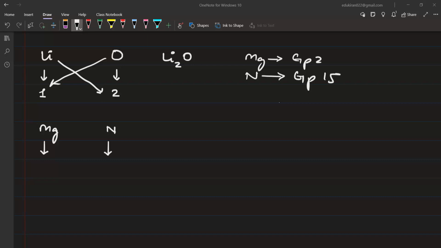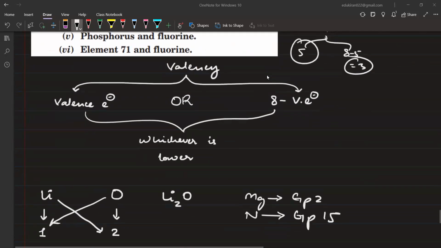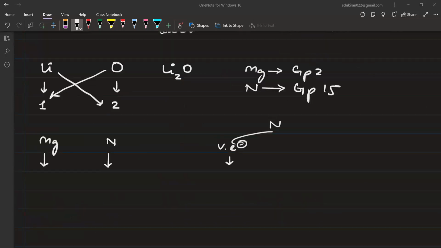No, Shaista. Is that a typo? No, sir, it's like Mg7N2. Wait a second. So what is the valence electron in nitrogen, Shaista? 3? No. What did I say? Valence electron will be the unit digit of the group number, right?